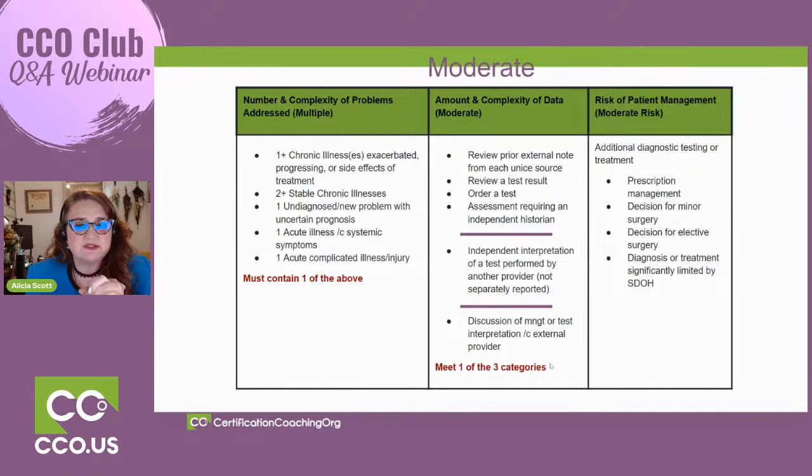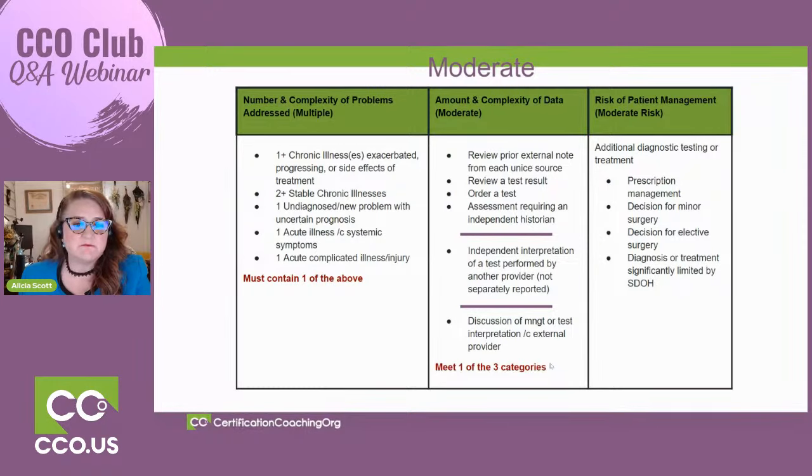So, a diagnosis or treatment significantly limited by social determinations of health. What if a patient was on insulin, they lost their job, lost their insurance, and they're having to pay out of pocket for their medications? That is definitely a diagnosis or treatment, the medication, that's limited by a social determination of health, them losing their job. And so that would be moderate risk, and one we don't always think about.